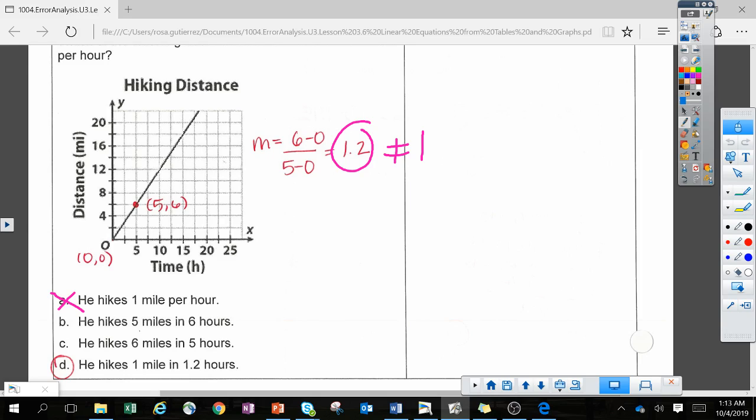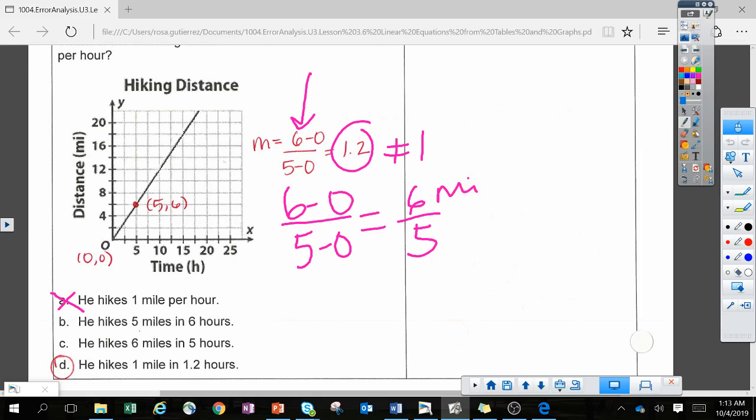Well, let's take this formula for slope one more time. And I'm just going to leave it in fraction form. And so this would be 6 over 5. And now let's add labels to it. Because it's change in y, that's miles, over change in x, that's hours. So that's why the correct answer is C.